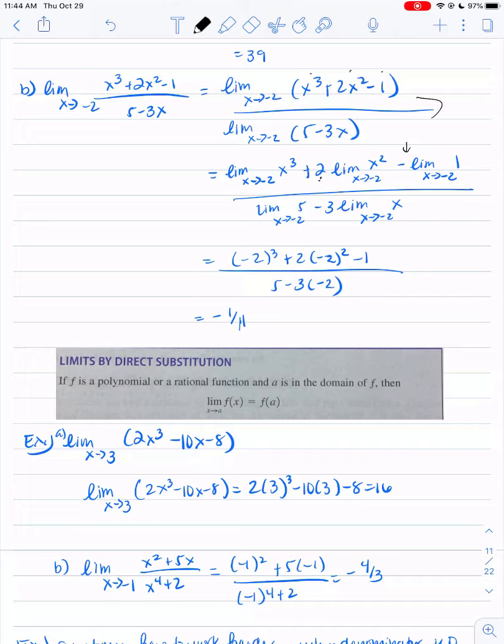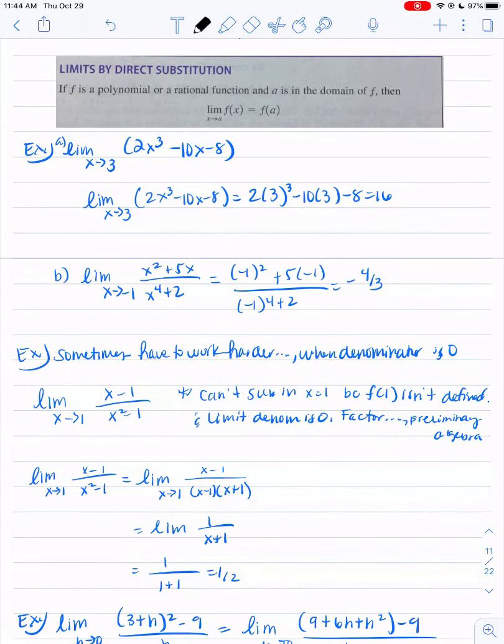And that's over the limit as x approaches negative 2 of 5 minus 3 times the limit as x approaches negative 2 of x, so splitting up using the difference and then taking out the constant multiple. So I have negative 2 cubed plus 2 times negative 2 squared. So I'm just plugging in the negative 2 for my x's. And then my constant is just negative 1 over 5, because 5 is a constant, minus 3 times negative 2. And that gives me negative 1 over 11.